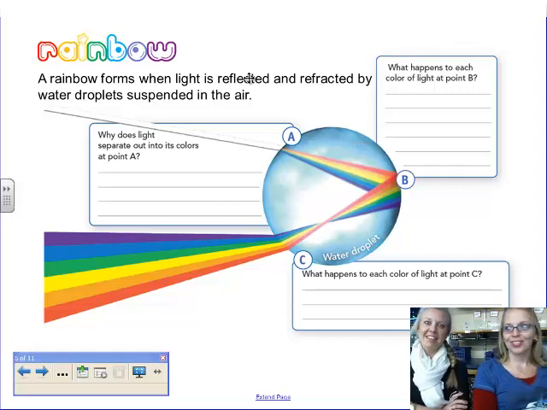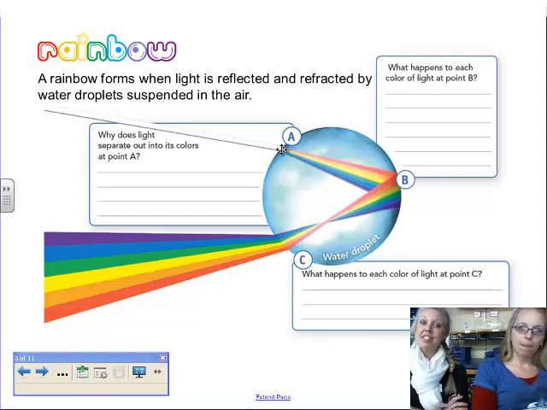Anyhow, so you could answer these questions in your notebook. Why do you think the light separates out into the colors at point A? This is a pretty cool concept because the next time you see a rainbow, you're going to be like, I know why that happens. Science is pretty cool. And then look at point B. It's actually reflecting at this surface, and then it's refracting another time when it gets to point C. So light's being bent a couple times here, which is so super cool.